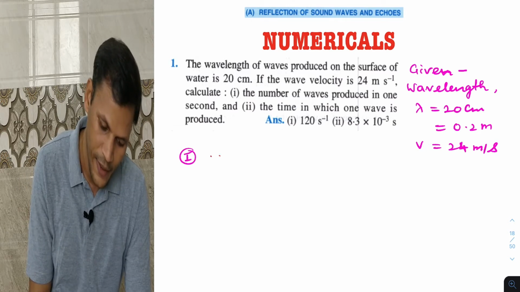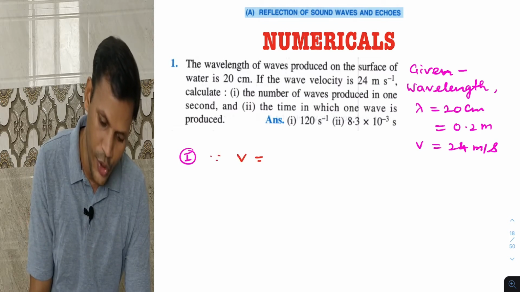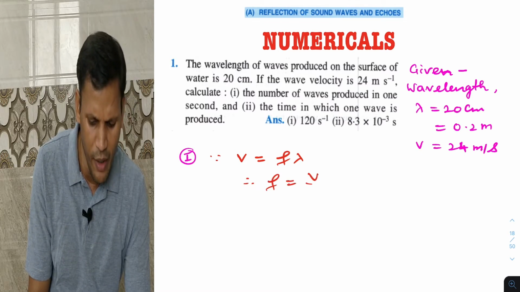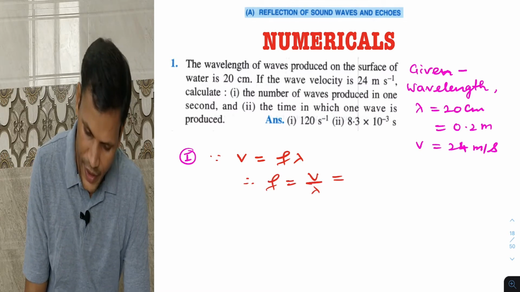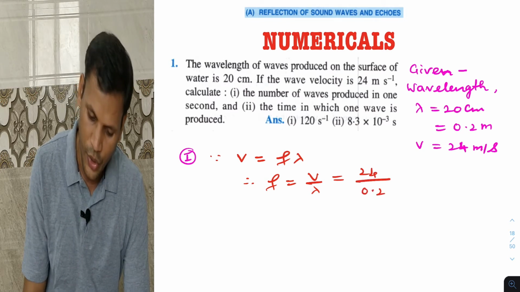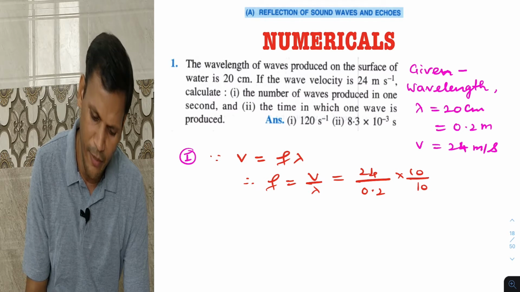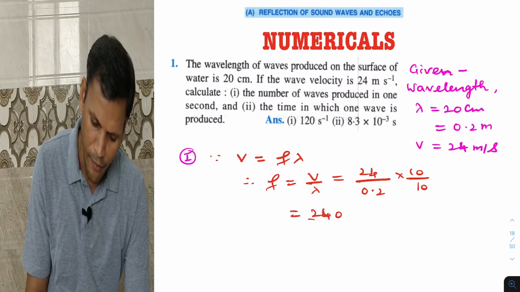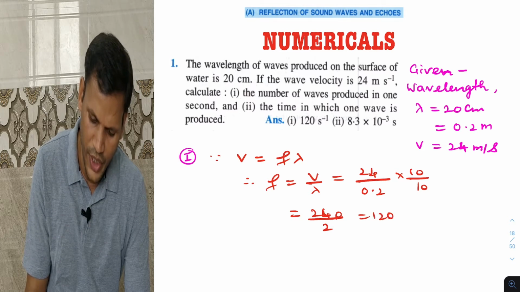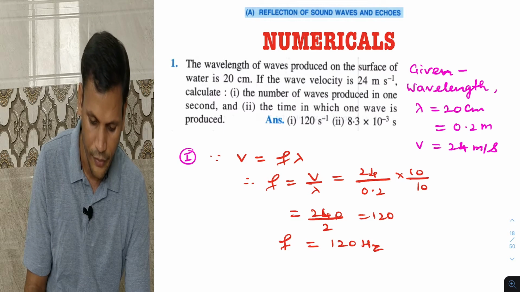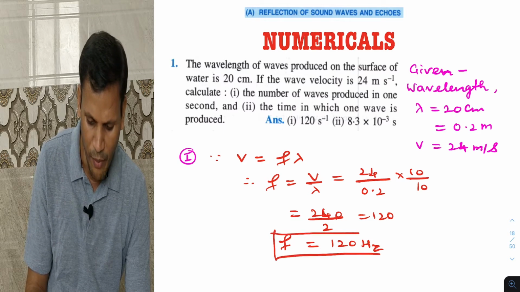Since V equals F lambda, so frequency F will be V by lambda. V is 24 meter per second by lambda is 0.2. So multiplied by 10 divided by 10, it will be 240 by 2, that is 120. So frequency will be 120 Hertz. This is one of the parts.